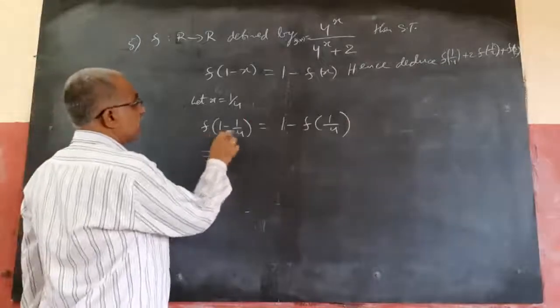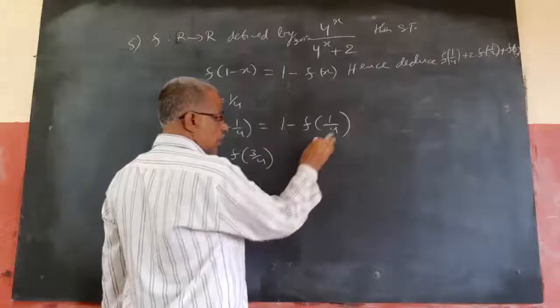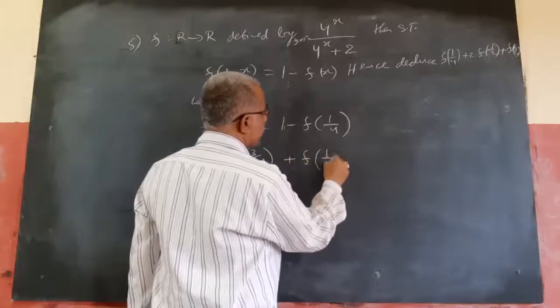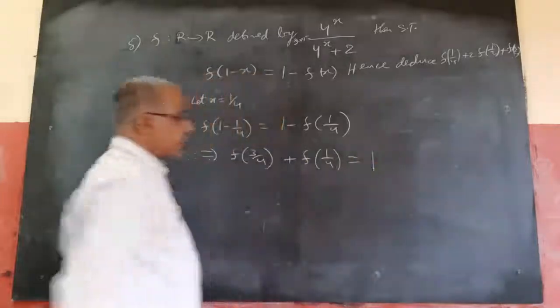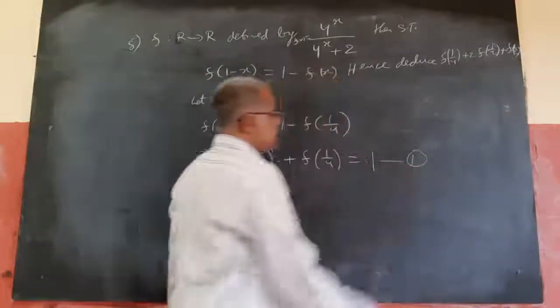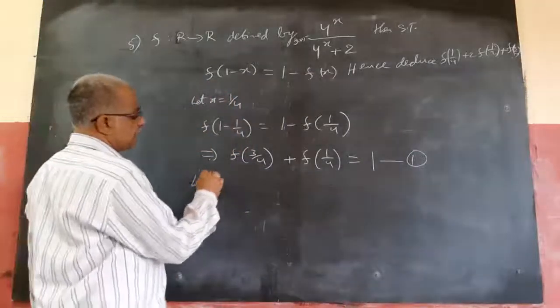1 - 1/4 is 3/4. So f(3/4) = 1 - f(1/4), and the f(1/4) comes to this side as plus f(1/4), so f(3/4) + f(1/4) = 1. This is equation 1.